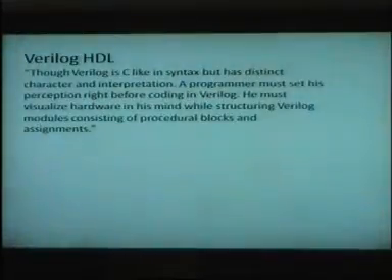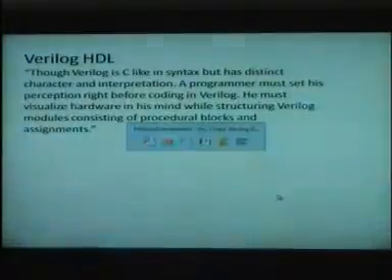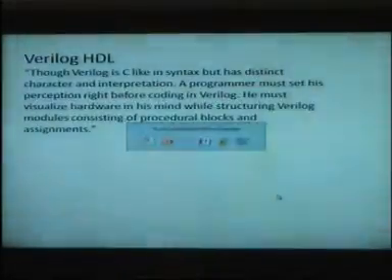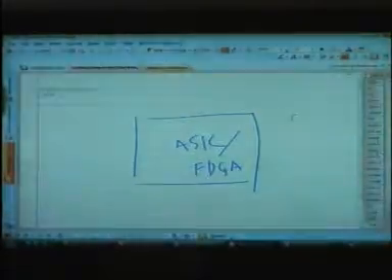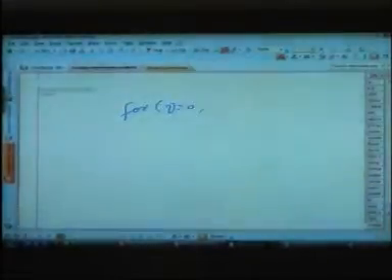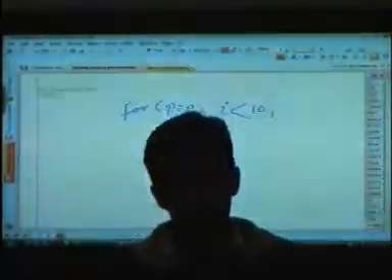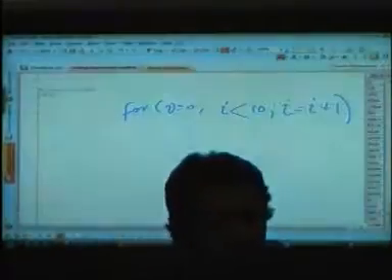You write a for loop, for example. In other languages it's very convenient to write a for loop, and even in Verilog it is very convenient to write a for loop, and I'll give you a few examples. Once you write in Verilog for i equal to 0, i less than 10, i equal to i plus 1, okay, this means that you are replicating that piece of hardware 10 times.